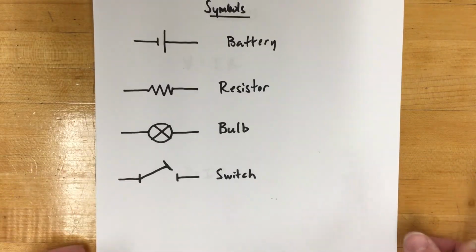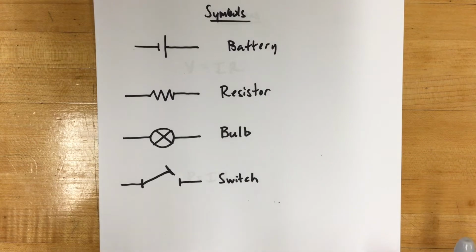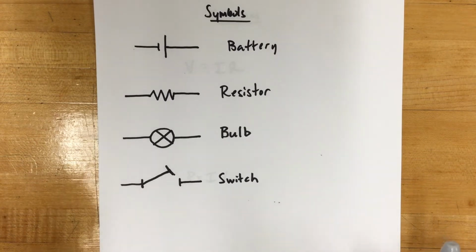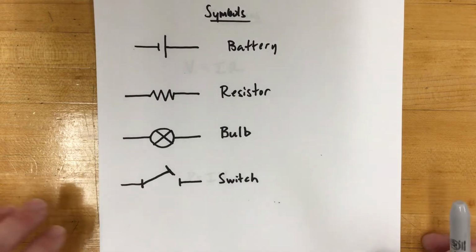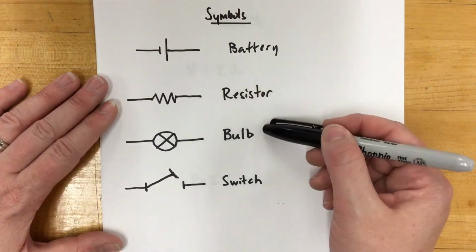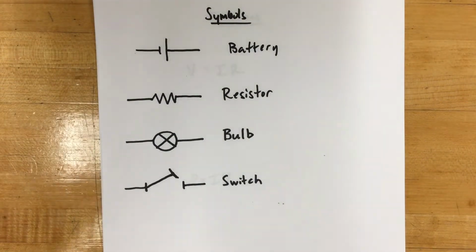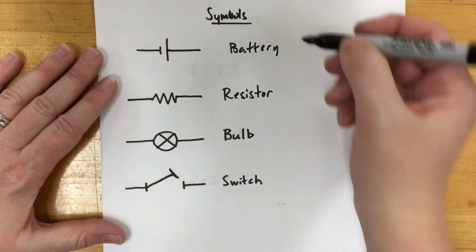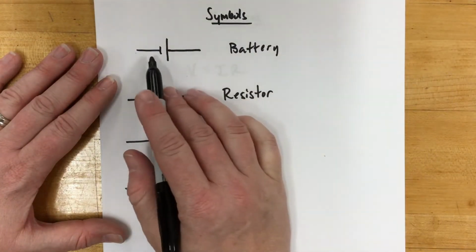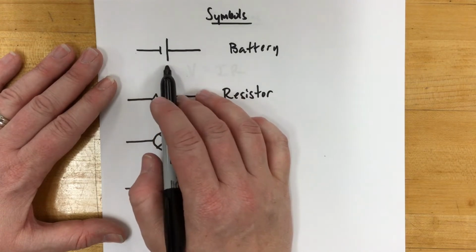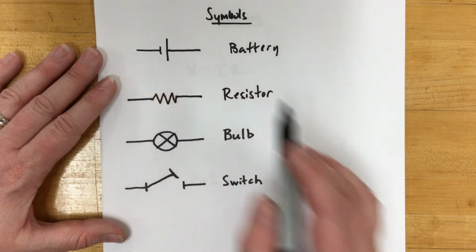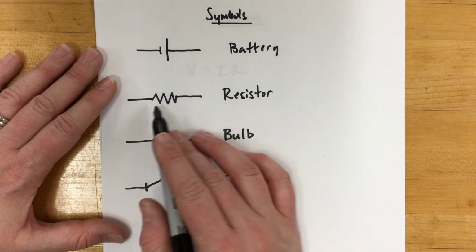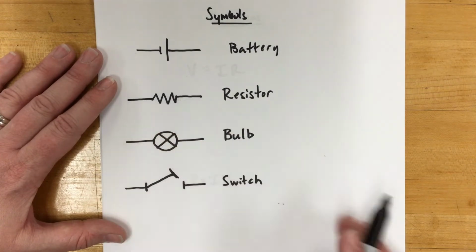When we're drawing a schematic, we'll have different symbols that end up being used in our schematics. And so we have a battery. It'll be along the wire. You'll have two lines that are parallel to each other. One of them is shorter than the other. We'll have a resistor. It looks like this. It's kind of a squiggly little zigzag line.